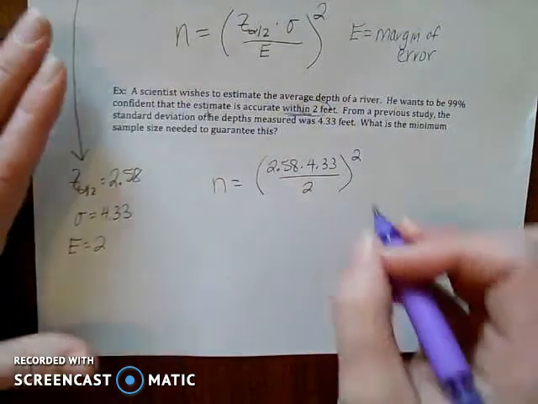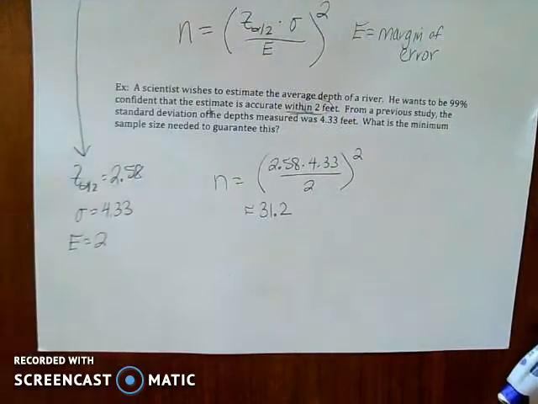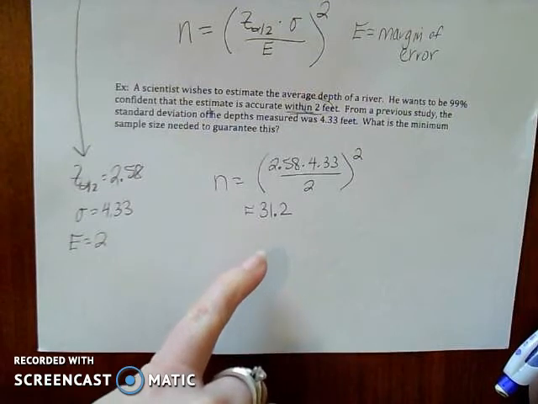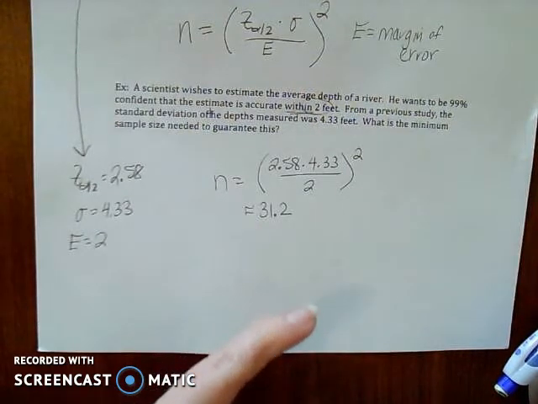And that's about 31.2. This is where people miss points all the time, as they leave their answer as 31.2. You cannot take 0.2 of a sample. Okay, so whenever asked for the minimum sample size, it has to be a whole number. So then the question comes, do we round it down to 31 or do we make it 32? You have to round up.